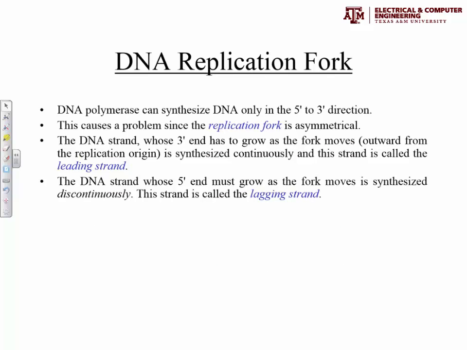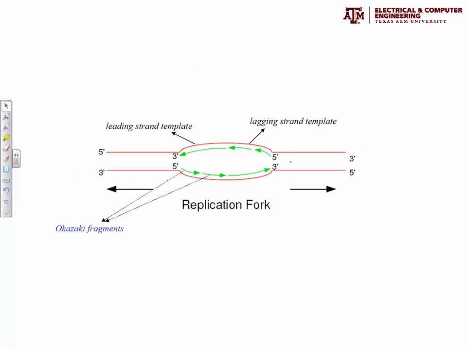So DNA polymerase can synthesize DNA only in the 5' to 3' direction, right? And this will cause a problem since the replication fork is asymmetrical. You have a replication origin and then it's opening out as a fork, and I'm going to show you in the next figure that it is indeed asymmetrical. The DNA strand whose 3' end has to grow as the fork moves is synthesized continuously, and this strand is called the leading strand, and the other one is called the lagging strand, right? Let me illustrate that with a picture on the next slide.